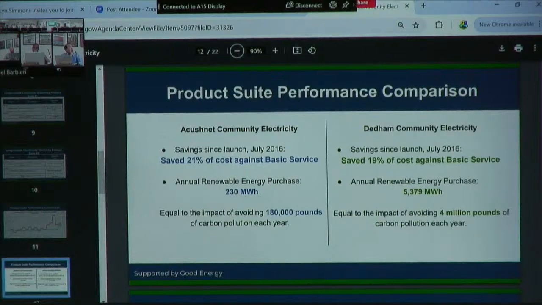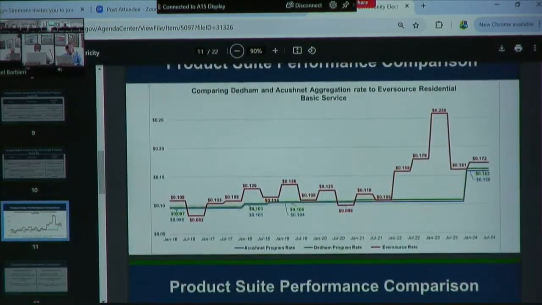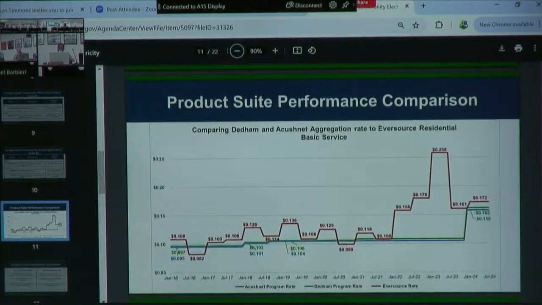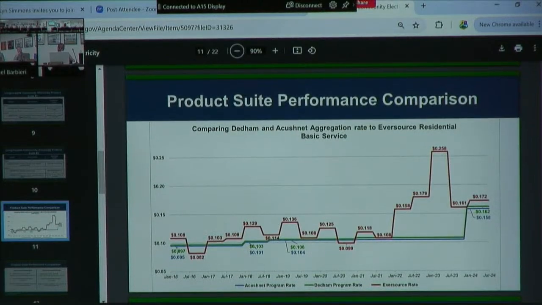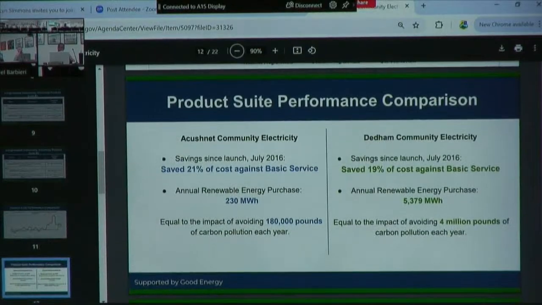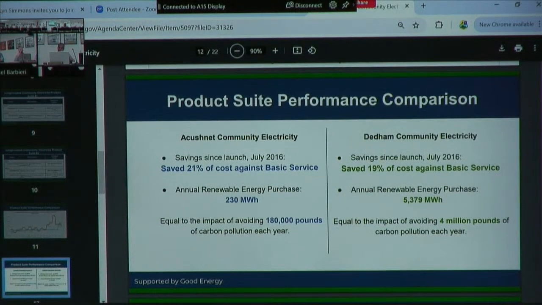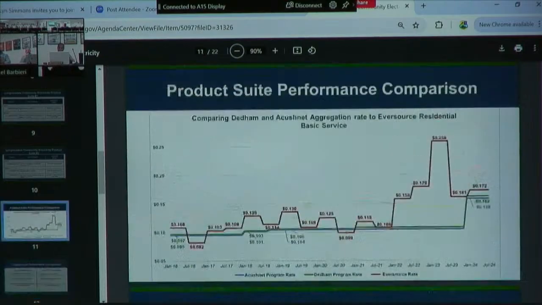And the 12th slide is the one that really got me: if you use the basic service, 230 megawatt hours. If you bump up one, it's 5,379 megawatt hours. My house, and I've had panels for 5 years, I think I've done 60 megawatt hours. This is nothing for a whole town. So it's a laudable goal to do our part, I think, while still giving people the option. Yeah, and right underneath it, the amount of carbon pollution you're avoiding, 180,000 versus 4 million.